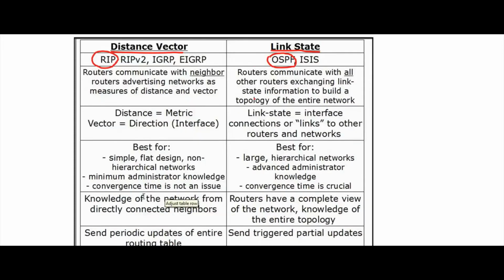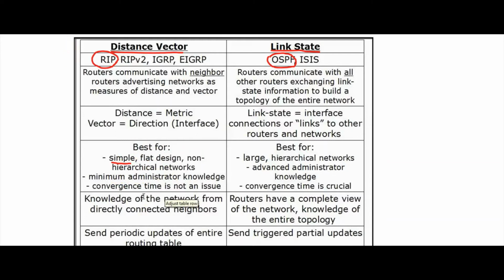Now we are going to have a table, so the differences are given here. Let me go for the basic difference first. What does that mean? The distance vector routing protocol is suitable for a simple network, a very simple network. Flat design means a network which is very clear, a flat design network, a network which is non-hierarchical.